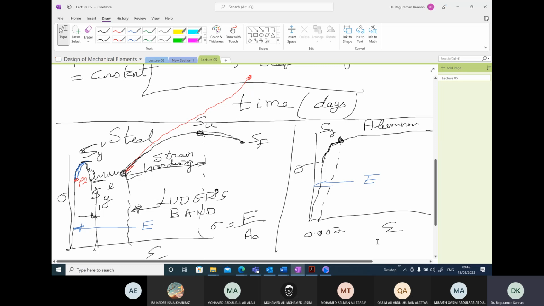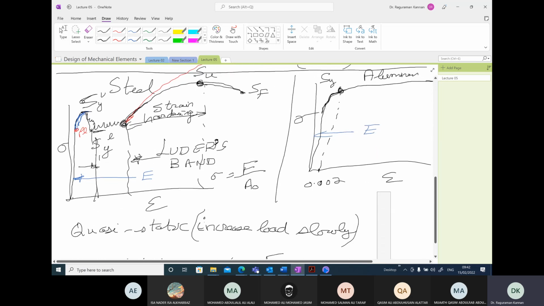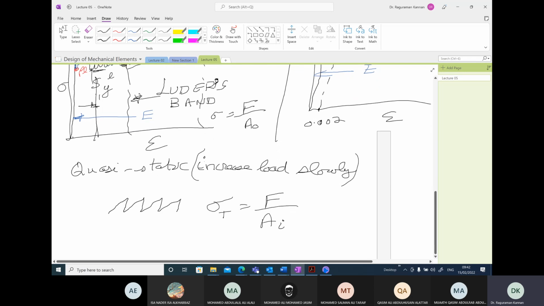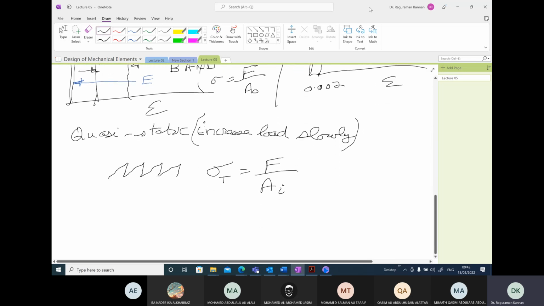Okay, so now we go for Hooke's law. Hooke's law is valid up till the proportional limit. Hooke's law.